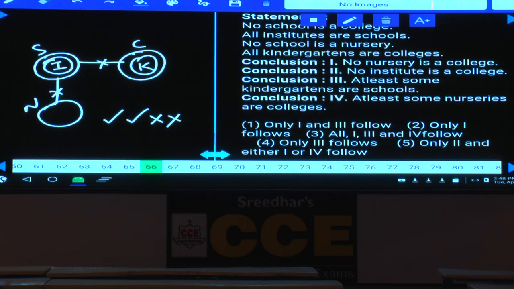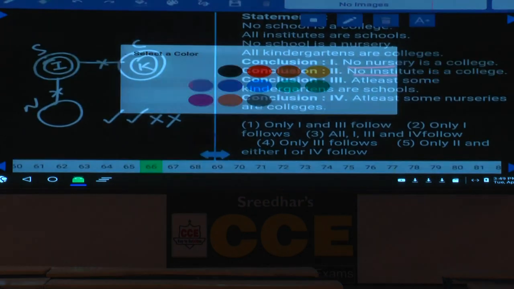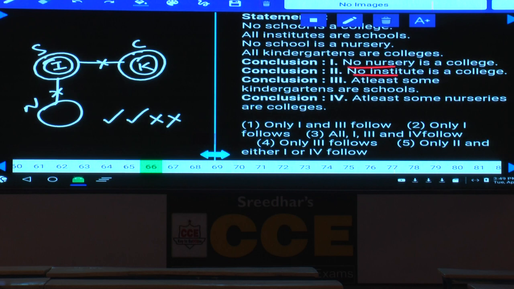And these two are negative conclusions. As these two are negative conclusions, now we need to prove this one in the alternate diagram by proving the complementary pair. What is the complementary pair to the first one? No nursery is a college means now we need to prove some nurseries are colleges. Tell me whether we can draw nursery like this or not. Now nursery and schools cannot be intersected, but if I prove it like this, no nursery is a college, some nurseries are colleges, all the statements are valid. As all the statements are valid, alternate diagram proven, previous conclusion will be false.